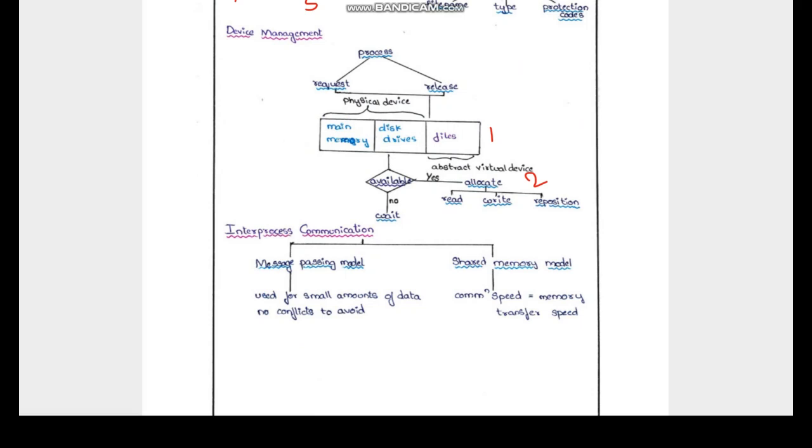Request device. If there are multiple users for a file system, we may be required to request the device to ensure exclusive use of it. Release device. After we have finished with the device, we can release it.